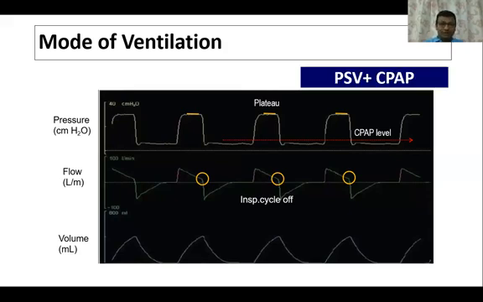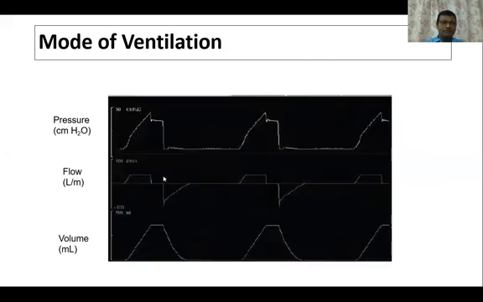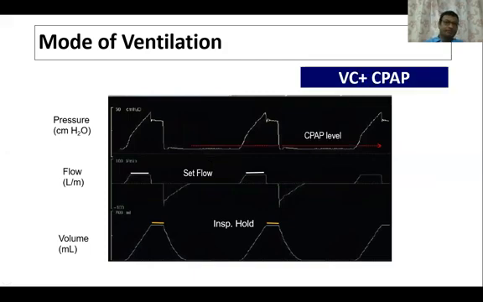Now let us look at this waveform. Again, pressure, flow, and volume. If you look at the flow waveform, there is a set flow, whereas the pressure waveform is an ascending ramp. And if you see the volume waveform, there is an inspiratory portion. So this is volume control. Again, you see in the pressure waveform, you have a set PEEP level. So this is volume control plus CPAP.